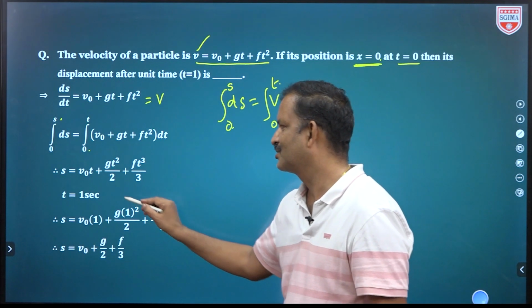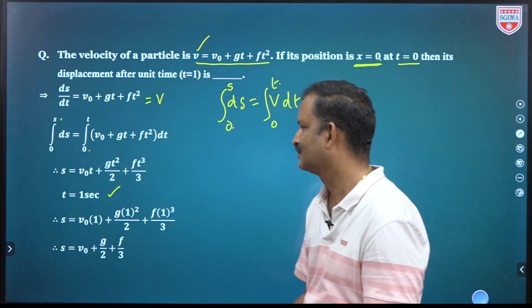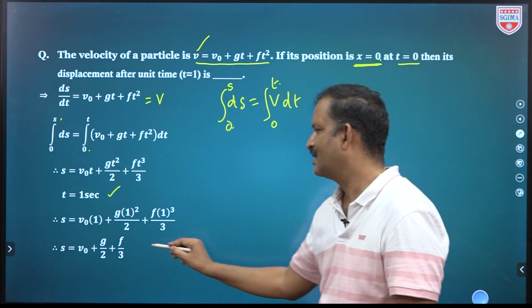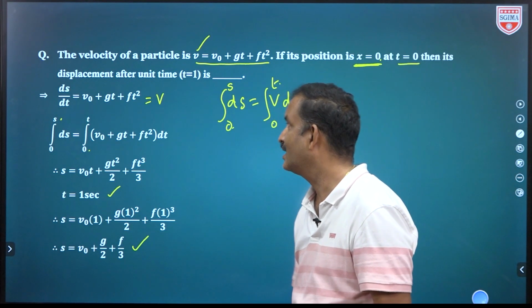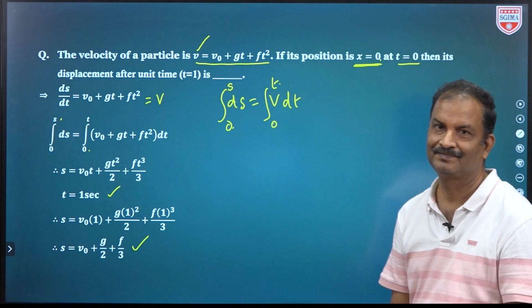Now substitute t is equal to 1 second, then you will get the displacement. Here you have to substitute t is equal to 1, you will get the displacement.